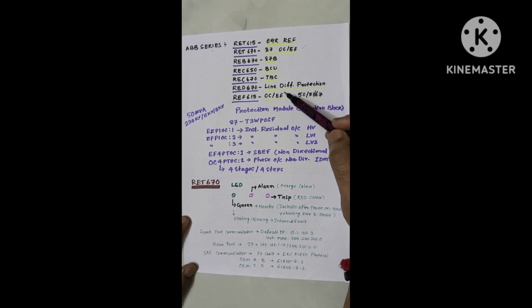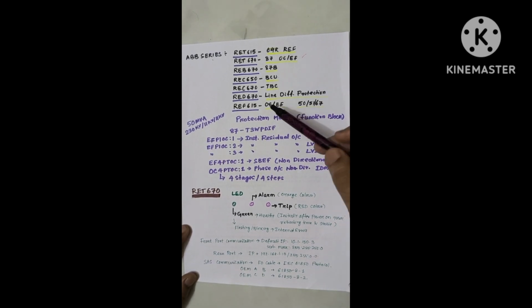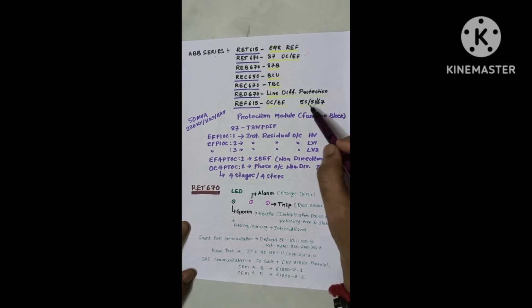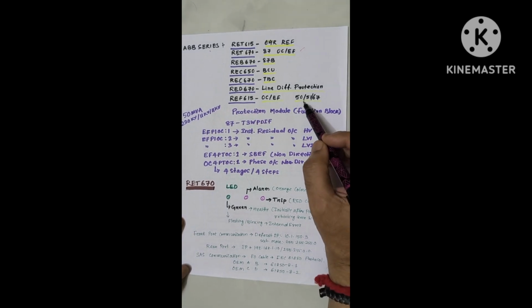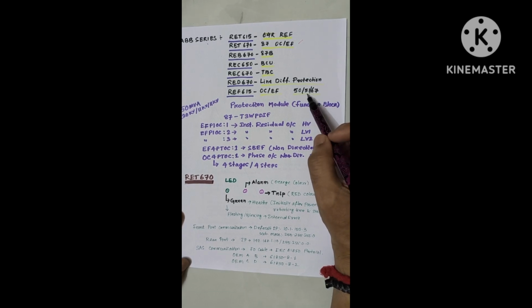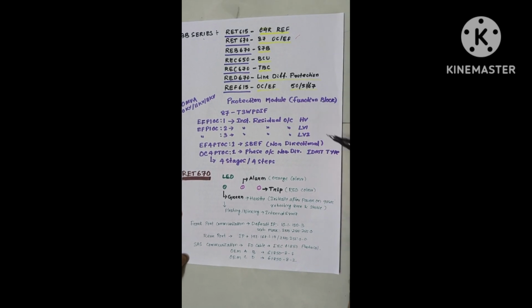RED-670 is utilized for line differential protections. REF-615 is utilized for overcurrent earth fault protection like ANSI numbers 50, 51 and 67s. That is instantaneous, IDMT overcurrent and directional overcurrent.